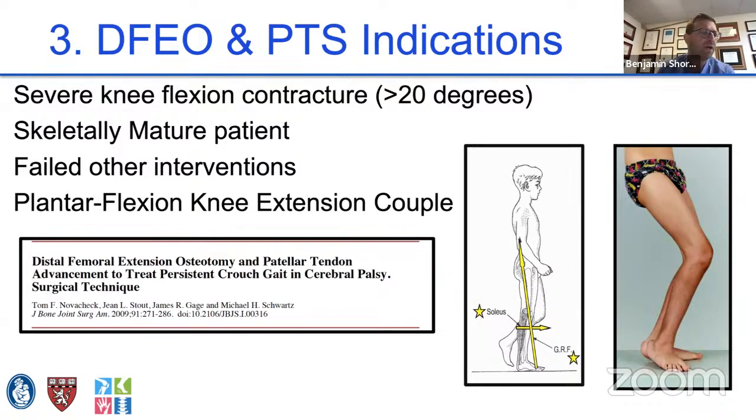I've done it for one GMFCS level 4 who was very articulate. She was from the Middle East and she wanted to have the ability to stand pivot transfer for independence in the bathroom, which I thought was a very reasonable goal and one that we were able to achieve by bringing her knees out straight.